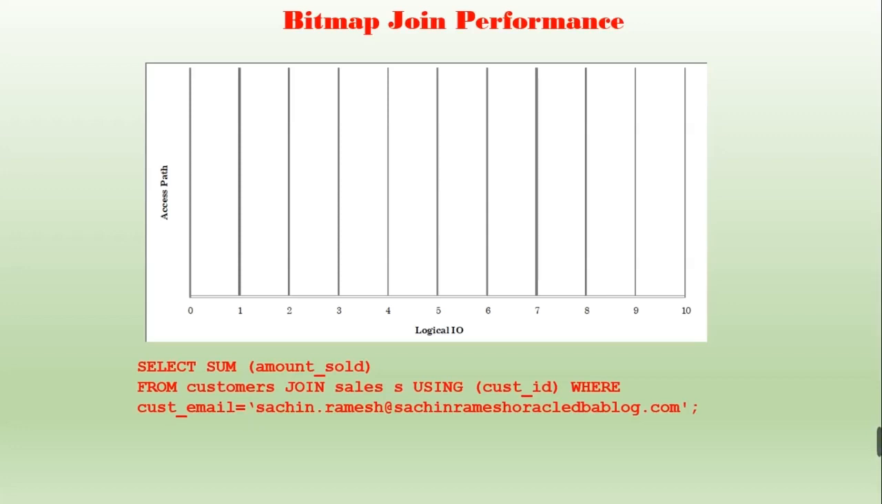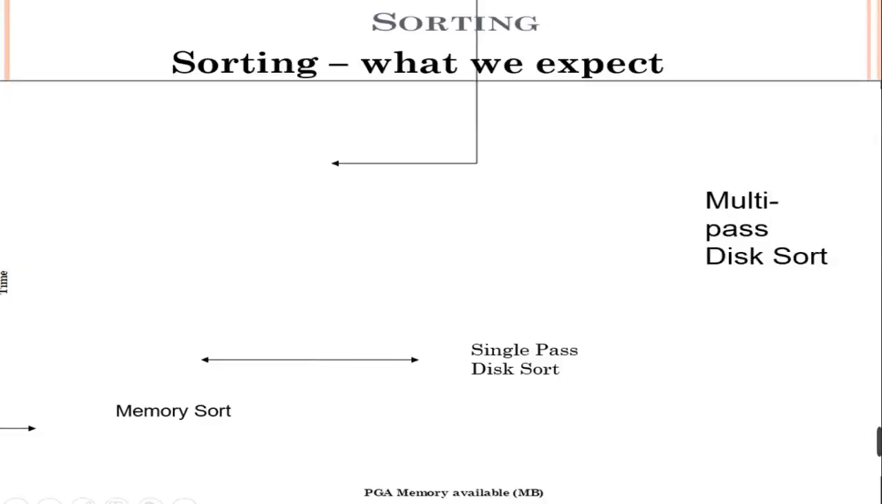So bitmap join performance, here it is. The select query is running. It shows the logical IO and access path. Sorting, what we expect: memory sort, single pass disk sort, multi pass disk sort, PGA memory available, and time model statistics.